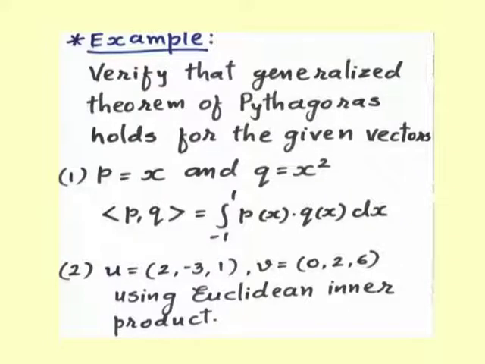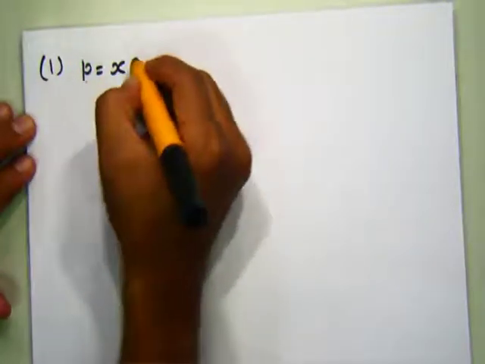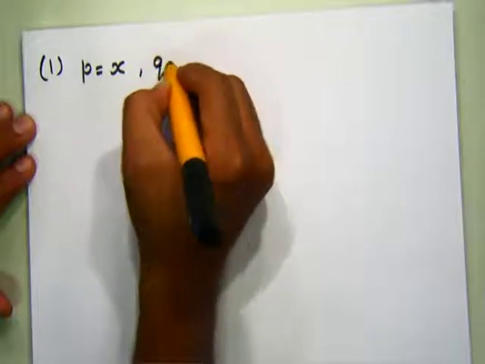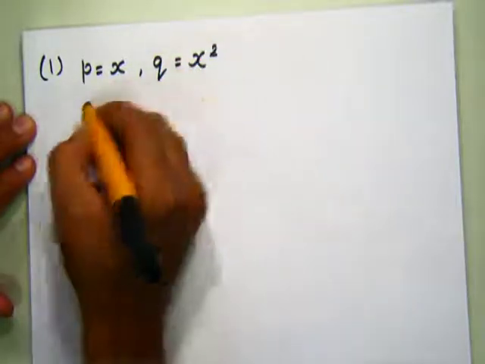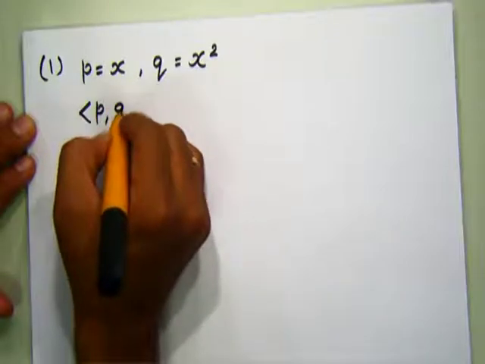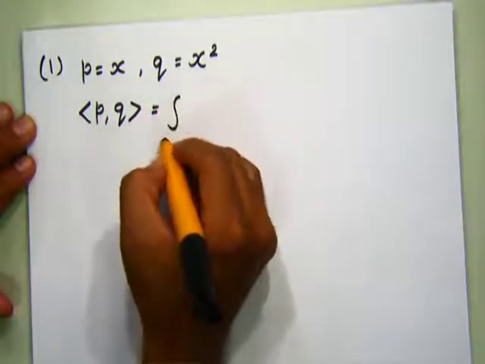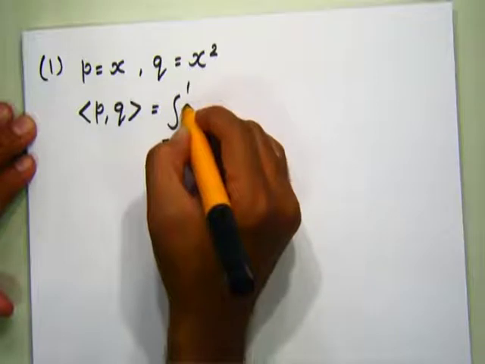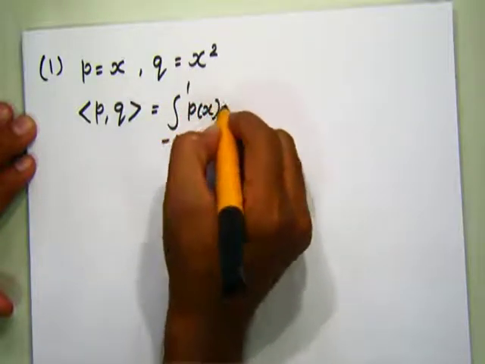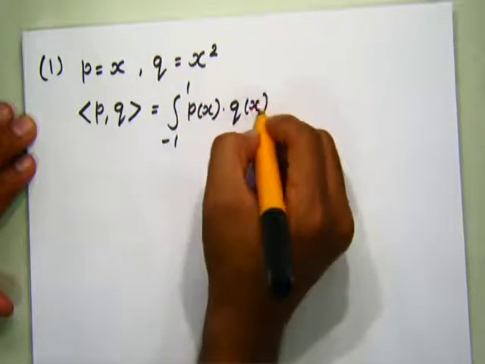Now one specific example. Here we have to verify that the Pythagoras theorem holds for the given vectors. So how can we deal with this type of example? First of all, note down what is P, what is Q, it is x square, and write down your inner product. It is given as integral from minus 1 to 1 of p(x) into q(x) dx.